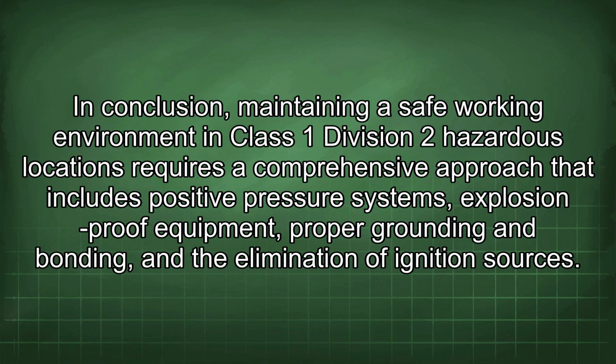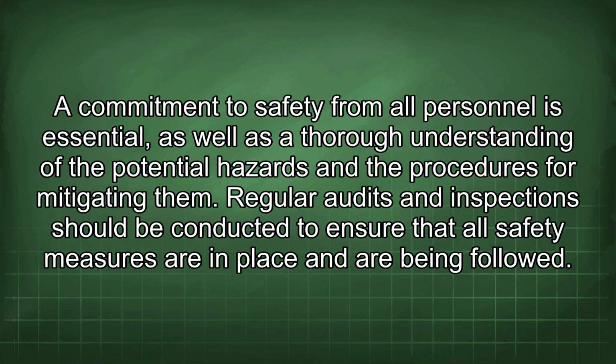In conclusion, maintaining a safe working environment in Class 1 Division 2 hazardous locations requires a comprehensive approach that includes positive pressure systems, explosion-proof equipment, proper grounding and bonding, and the elimination of ignition sources. A commitment to safety from all personnel is essential, as well as a thorough understanding of the potential hazards and the procedures for mitigating them. Regular audits and inspections should be conducted to ensure that all safety measures are in place and are being followed.